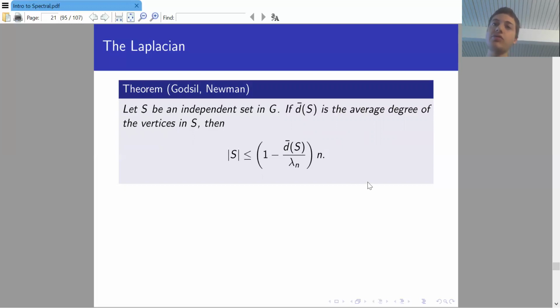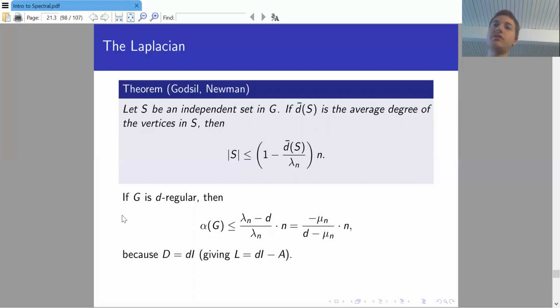But there is one setting where you do know this, and that's if G is d-regular. So if G is d-regular, this d bar is exactly d because every vertex has degree d. And then this reduces to this formulation here. And I claim that this can be written, so these are the eigenvalues of the Laplacian matrix, I claim this can be written in this format using the eigenvalues of the adjacency matrix. And the reason for this is because when G is d-regular, its diagonal matrix of degrees is just a scalar multiple of the identity matrix. And hence L and A are related by this linear equation involving the identity matrix. And hence one can easily translate from the spectrum of L to the spectrum of A with some linear equation.